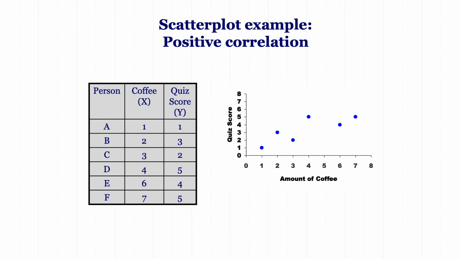The other thing about this is a positive relationship. The more coffee you have, the higher your quiz scores. You can kind of see that here if you're looking at participant F. They had 7 coffees, I guess, and their quiz score was a 5, which is the highest possible value you could get here.